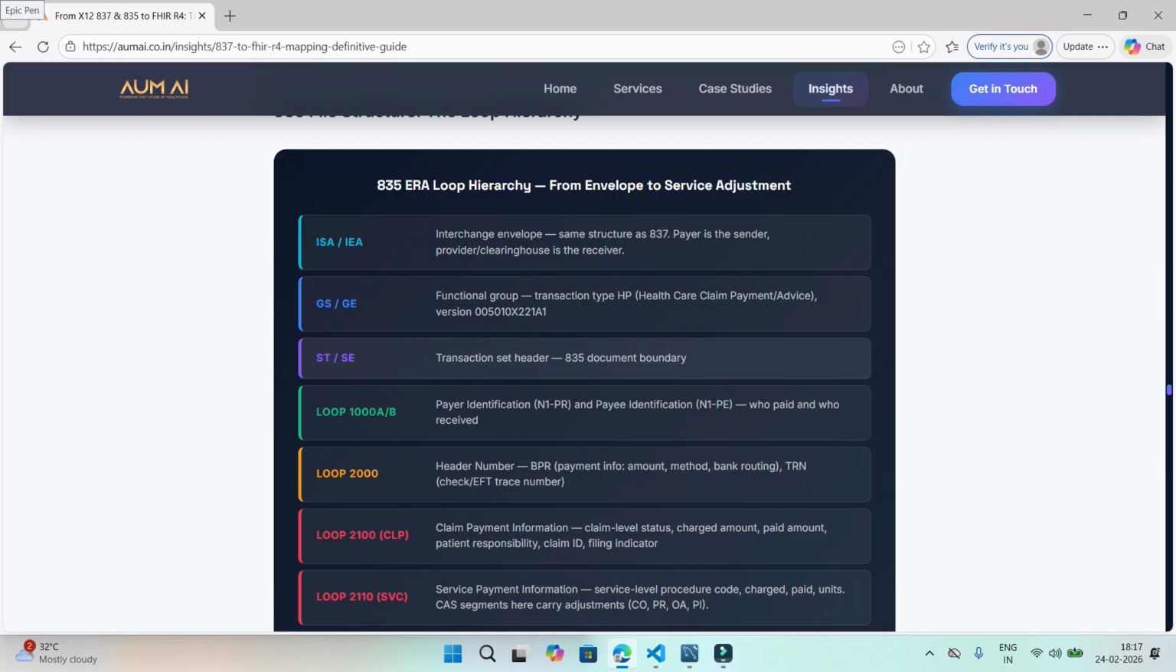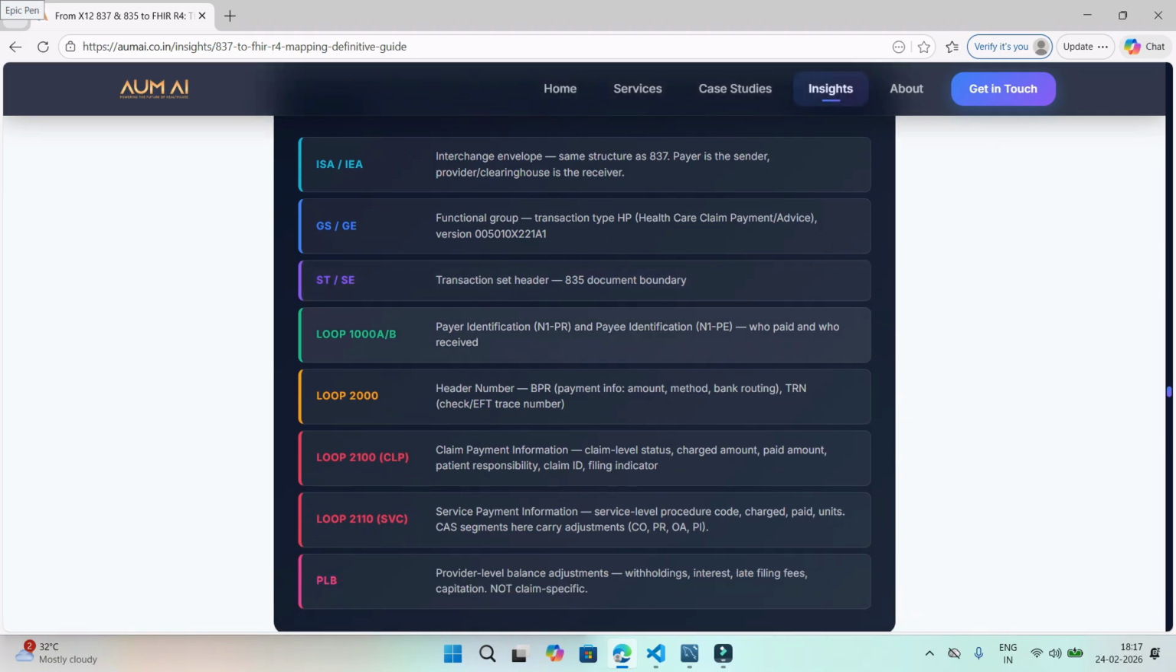So let me walk you through the key segments. If you look at the CLP segment, claim payment, this tells you the claim status, the total charged amount, the total paid amount, what is the patient's responsibility. This maps to your EOB header. So if you have seen a paper EOB, all the information that goes on the top of the EOB, which is on the claim level, like what was the charge amount and what was the paid amount, that is what the CLP segment is in the X12 835.